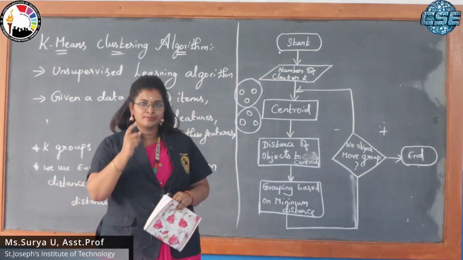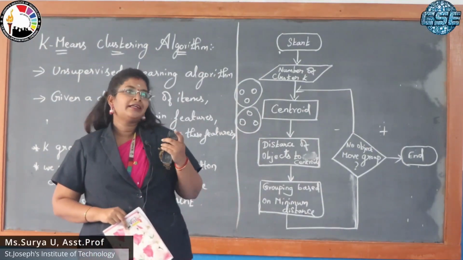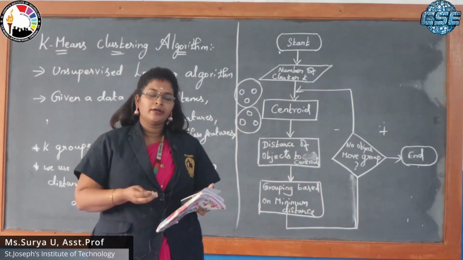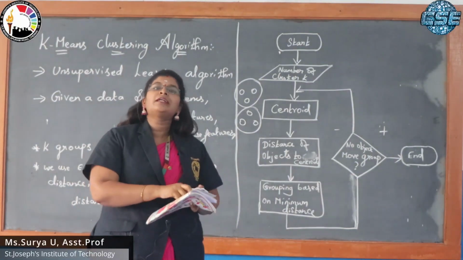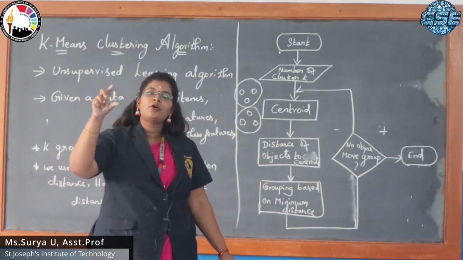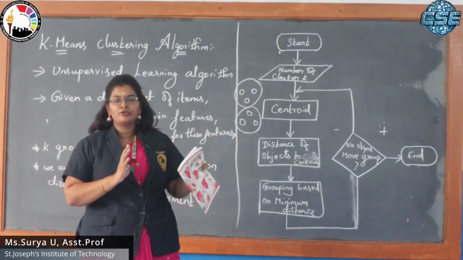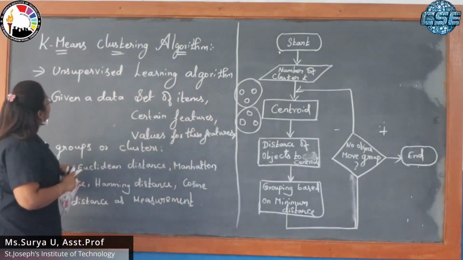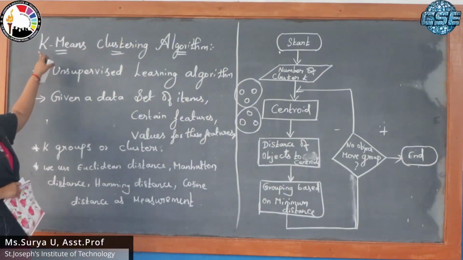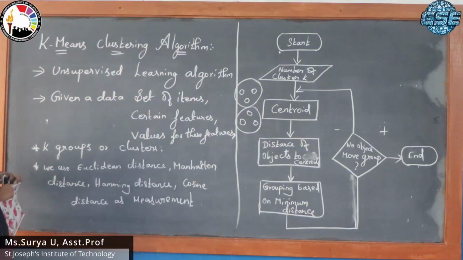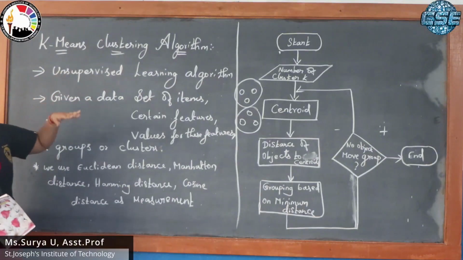For example, let us assume coins: 1 rupee coin, 2 rupee coin, 3 rupee coin. All the 1 rupee coins come under cluster 1 and all the 2 rupee coins come under cluster 2. Likewise, we have to cluster those data points. For that we are using the K-means algorithm. Using this K-means algorithm we are going to cluster the data points. It comes under unsupervised learning algorithms.